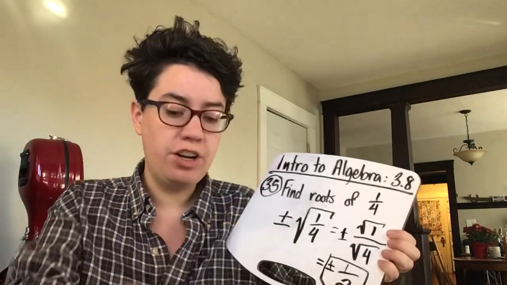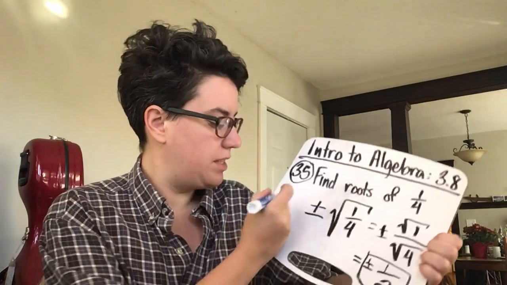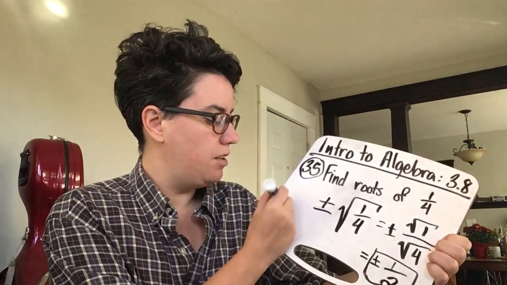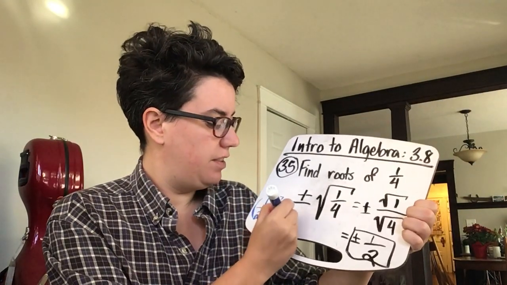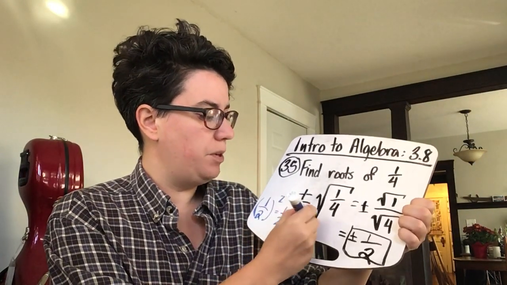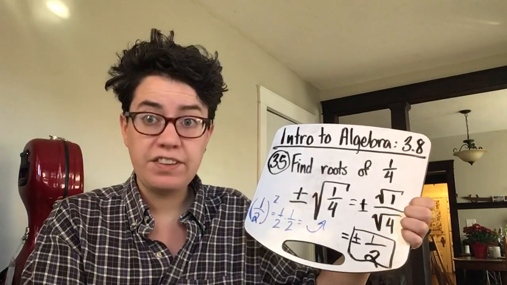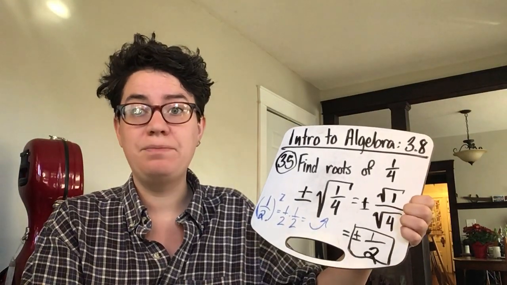And if you're not sure, you can always check that work by saying, okay, well what happens when I take 1/2 squared? Well, that's 1/2 times 1/2, which is 1/4. So if you're not convinced, you can always check your work like that.